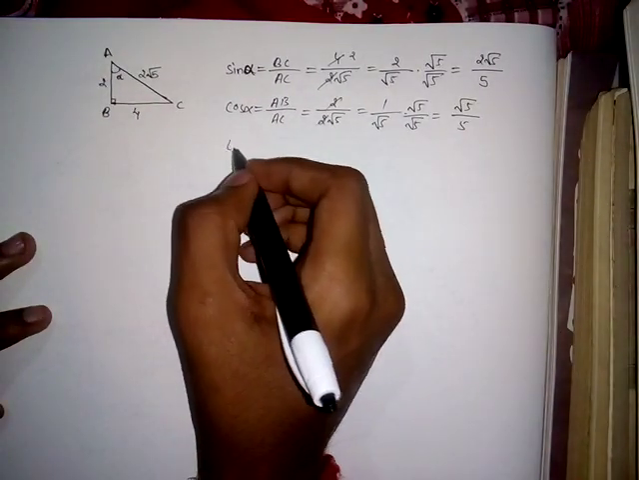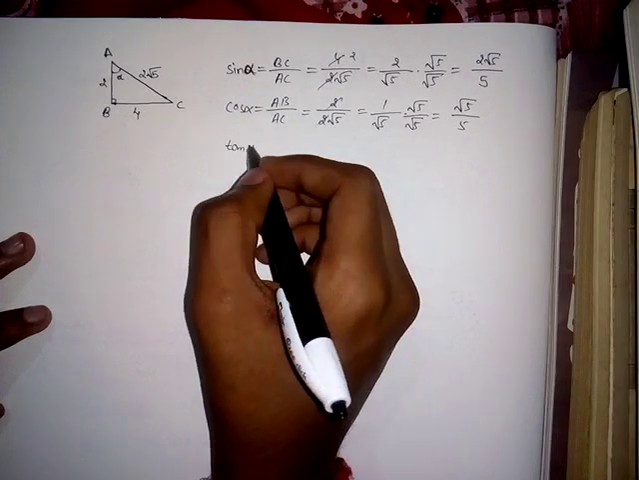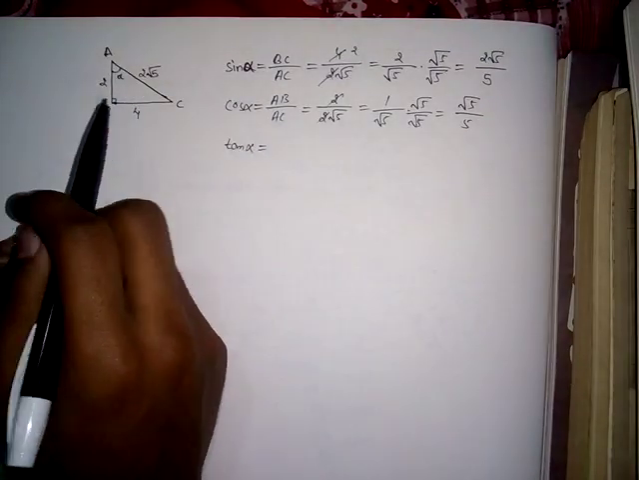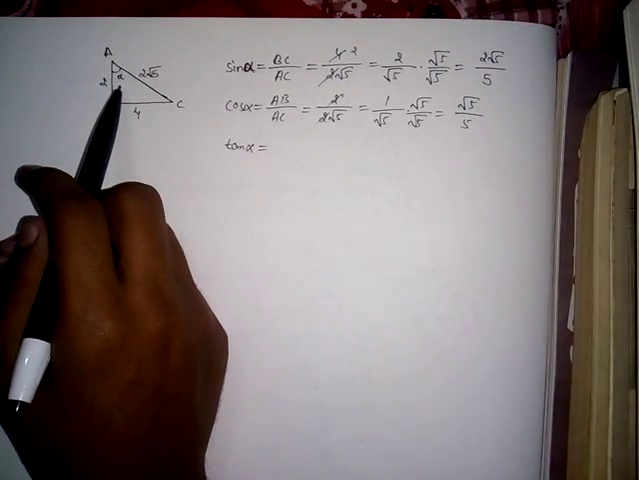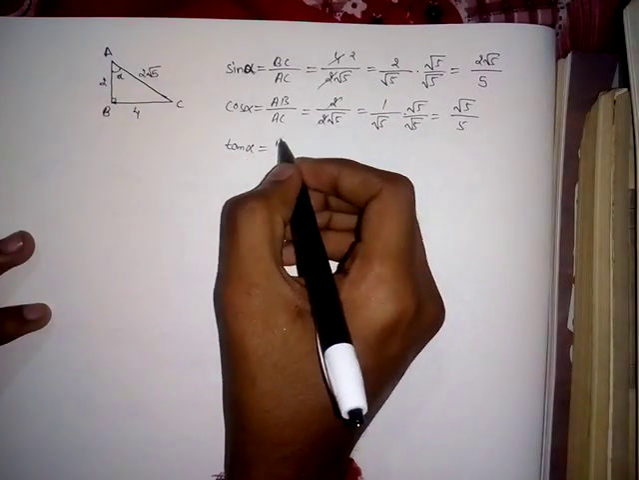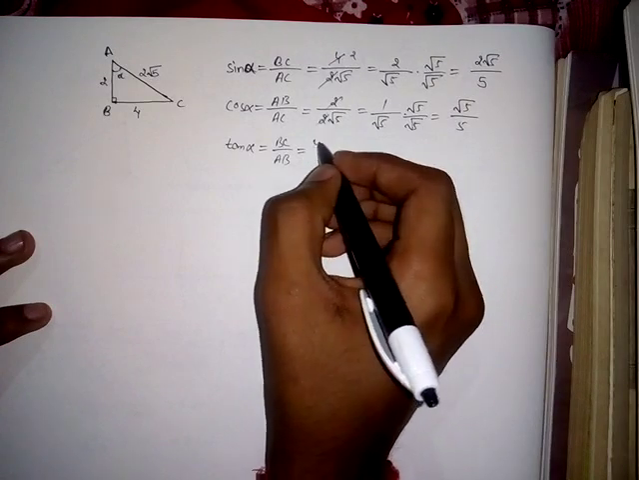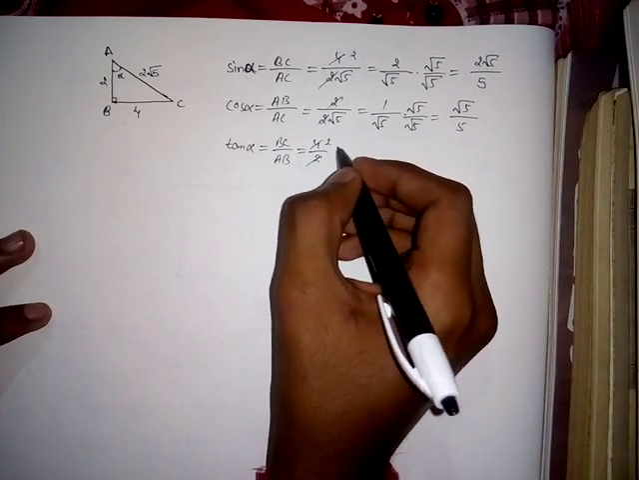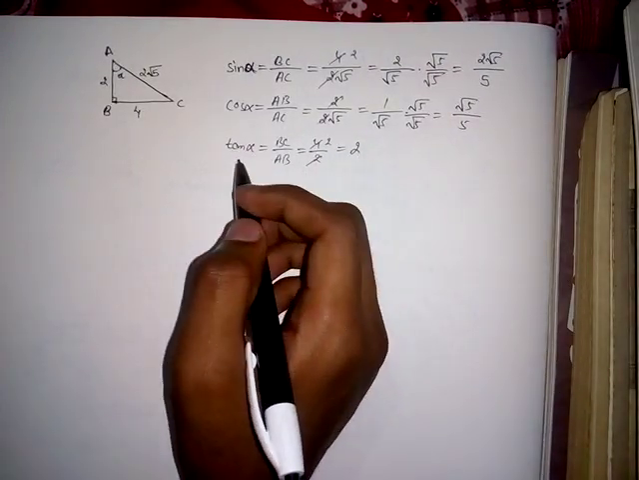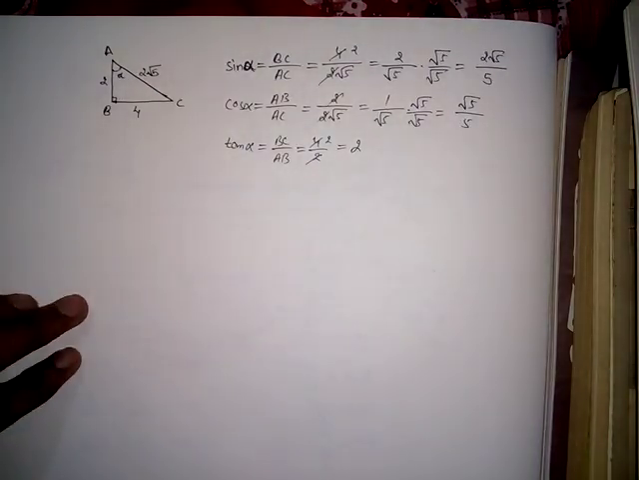Now let's find the tangent of angle alpha. We know that tangent is equal to opposite, which is BC, over the adjacent AB. So it will be 4 over 2, that's 2. So the tangent of angle alpha is 2.